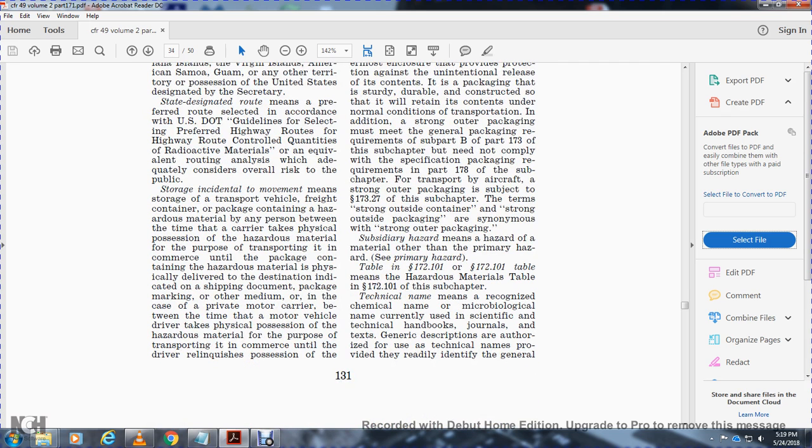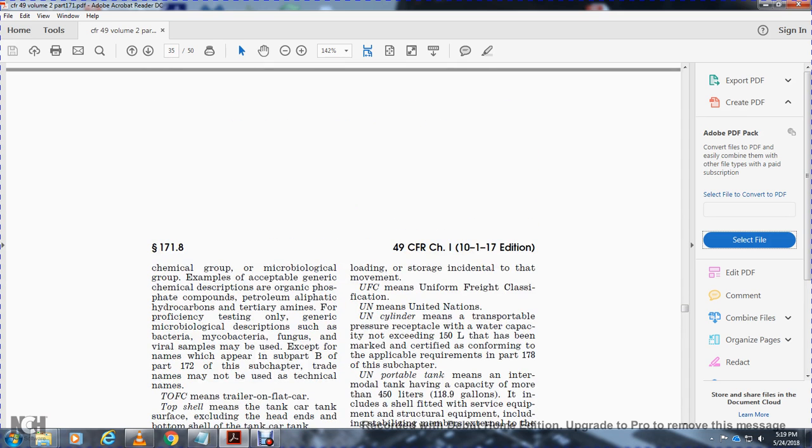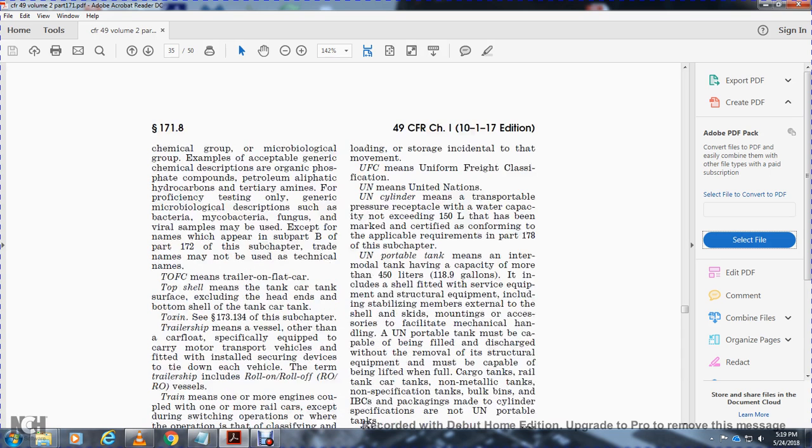Technical name means the recognized chemical name or microbiological name currently used in scientific and technical handbooks, journals, and texts. The general description is authorized for the use of technical names, provided it is readily identified by the general chemical group or other microbiological group. For example, they accept generic chemical descriptions such as organic phosphate compounds, petroleum aliphatic hydrocarbons, and tetraiodide amines. Proficiency testing only with generic microbiological descriptions such as bacteria, mycobacteria, fungus, and virus sample may be used. Except for the names that appear in subpart B of part 172 of the subchapter, trade names may not be used as a technical name.